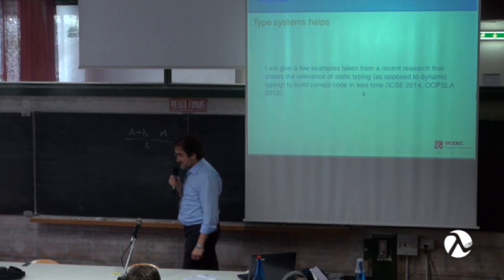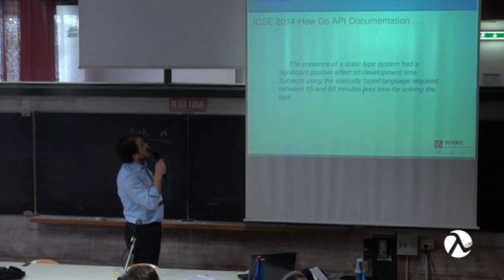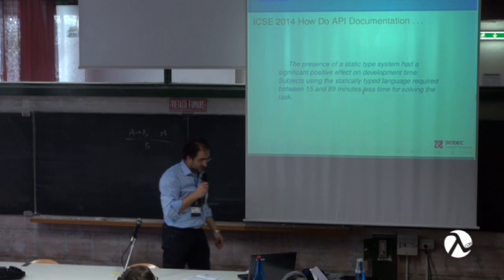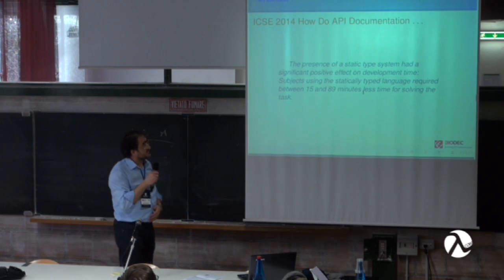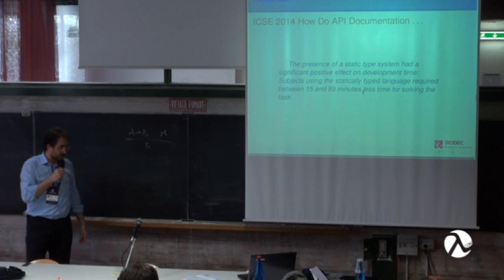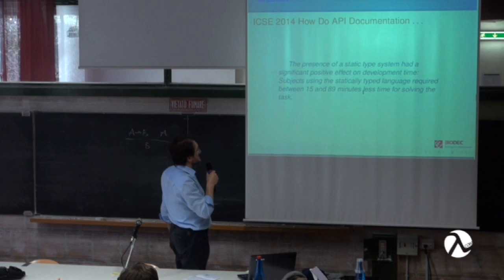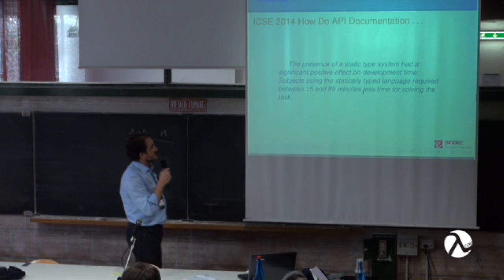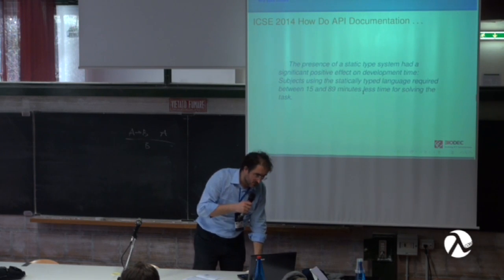And there are results that say that, in fact, it is true. Having a strong type system helps. This paper was published at the International Conference on Software Engineering last year, and quoting from the paper, the presence of a static type system had a significant positive effect on development time. This is how much time was saved by people trying to solve this kind of exercise. It was an exercise that required hours, not months. Otherwise, saving 15 minutes would be stupid. And there is a certain range, but the effect was overall positive.